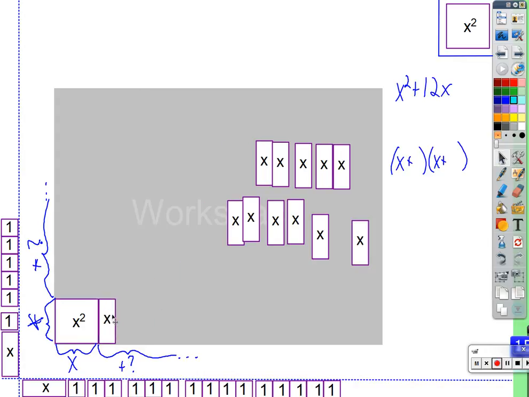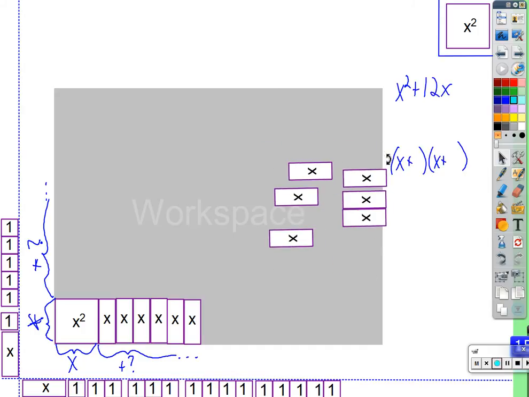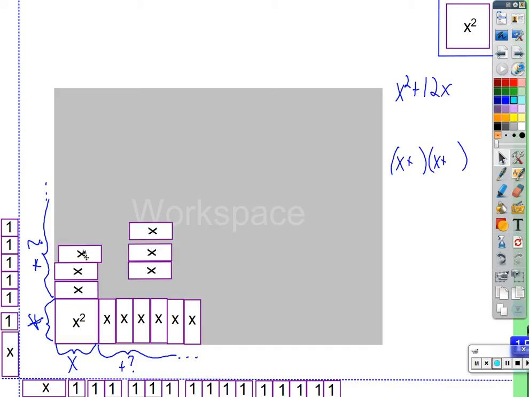So I'll put six there. There's six of them there. These ones, just turn them this way. That works. See, now visually you can see what we're doing. We want to factor this quadratic, put that x squared down there, put some x's there and there, so that they add up to 12x. We do it in such a way that these two sides are exactly equal to each other. So this side is x plus 6, and this side is x plus 6.